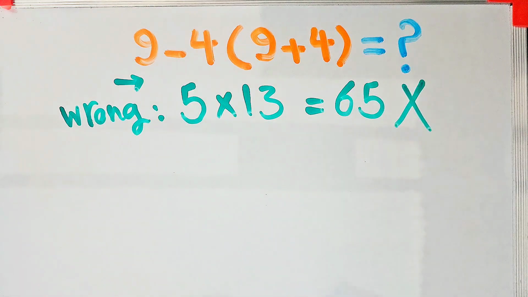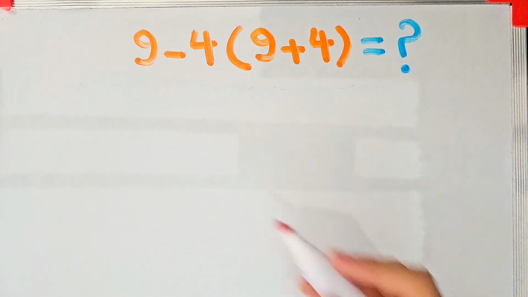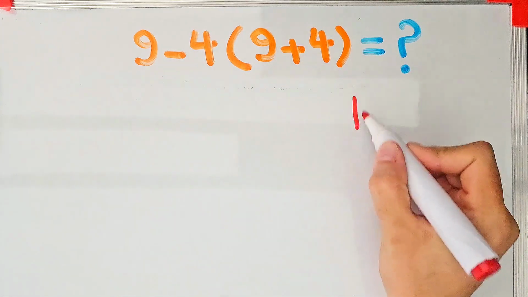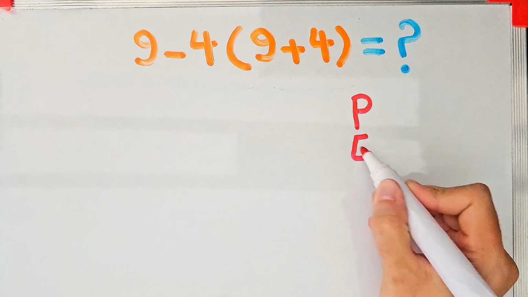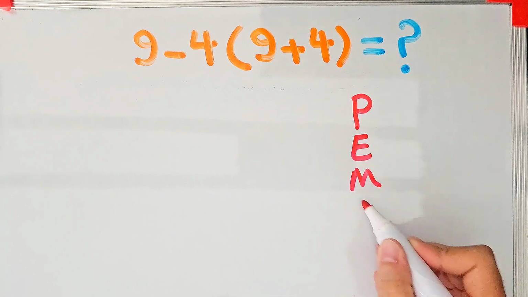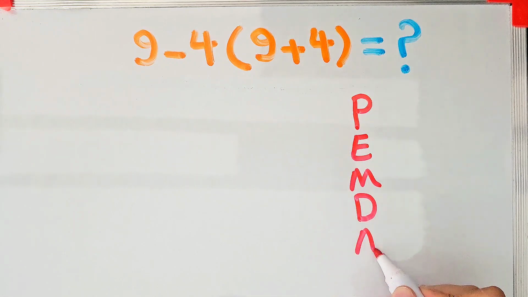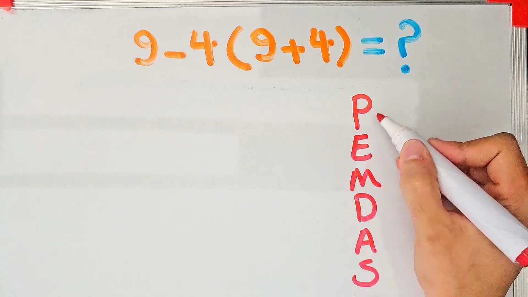Let's get started and solve this problem. To solve this question, we need to follow a rule which is PEMDAS. If you don't pay attention to this rule, you get the wrong answer. PEMDAS shows the priority of the mathematical operations.